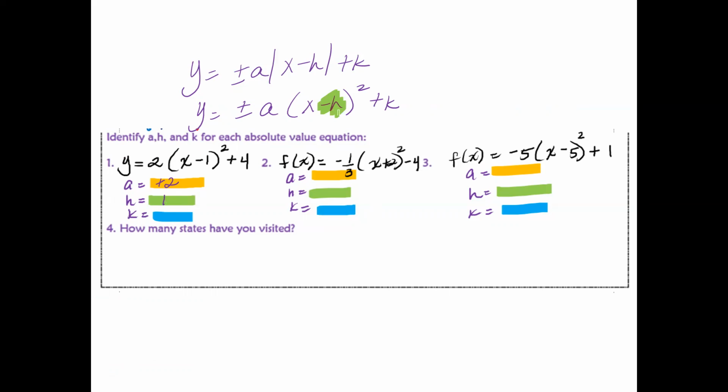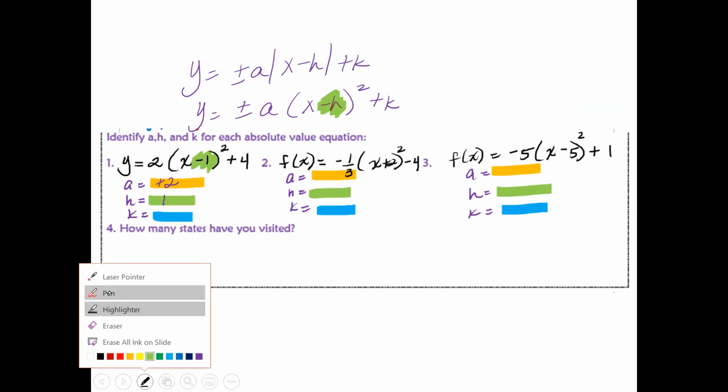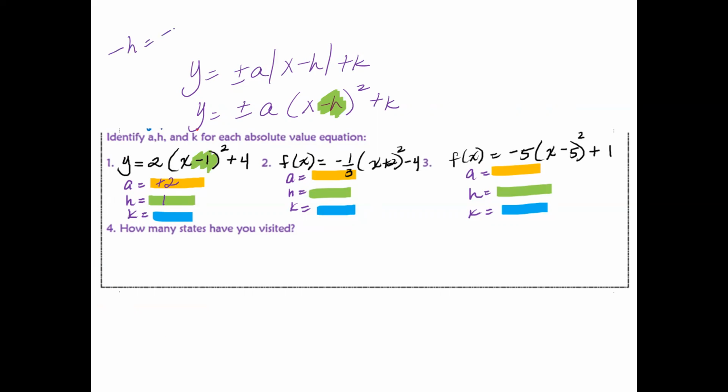Here you have a negative h, negative 1. So negative h equals negative 1, so positive h equals positive 1. So the relationship is you have to have the opposite. Your k is just going to be 4.